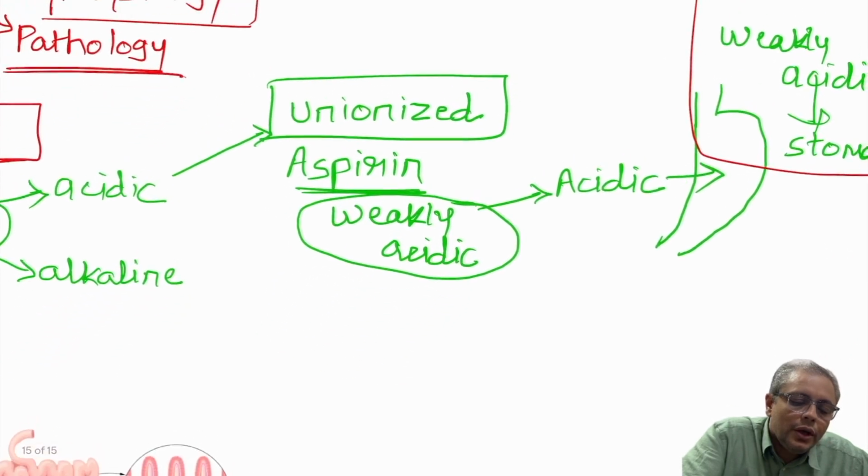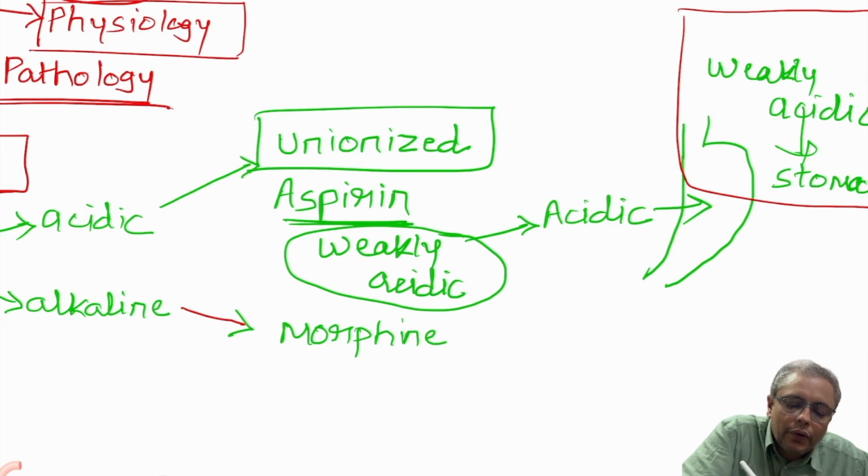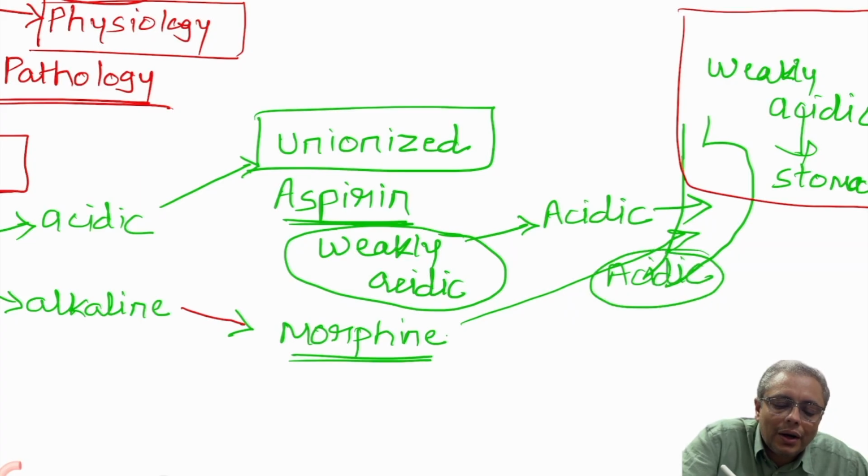Now, the next portion is if the drug is weakly alkaline. If the drug is weakly alkaline, say for example morphine or pethidine, this type of agents, and it enters into the stomach, the pH of the stomach is acidic. So what will happen? In this acidic environment, the morphine will be ionized. So morphine is not going to be absorbed from the stomach.